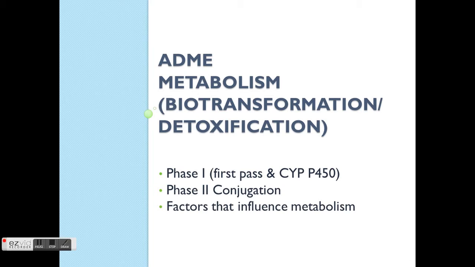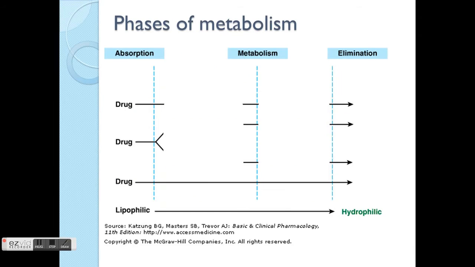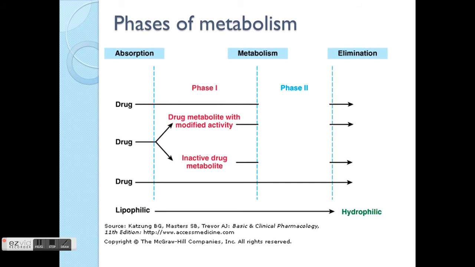For this part of the class, you should also know the factors which can influence the metabolism process or the metabolism rate. As mentioned, there's phase 1 and phase 2 metabolism. In phase 1, the drugs can be metabolized into specific metabolites, which can be of different activity, active or inactive. And phase 2 involves conjugation.